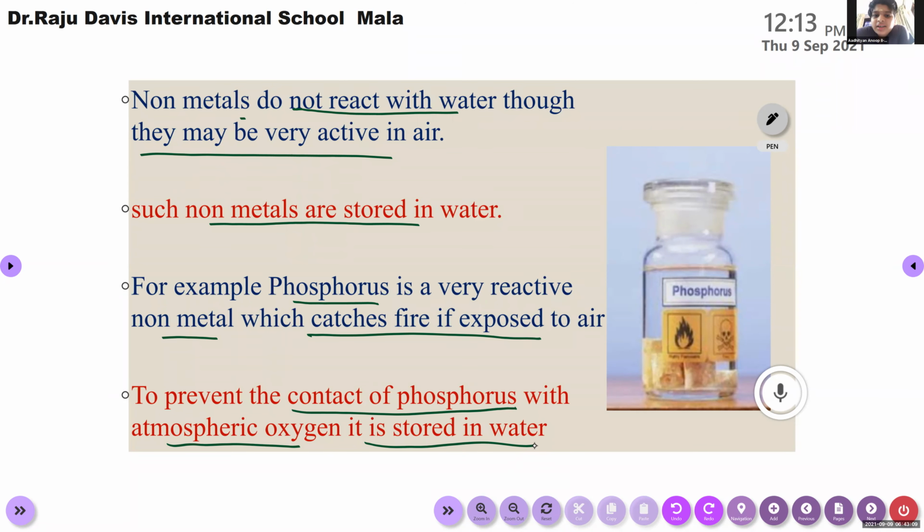Ma'am, but in water, oxygen is present. Not in the free state, right? It's in the combined form, isn't it? Yes, H2O contains oxygen, but it's not in a free state. It's in the combined form, bonded with hydrogen. So it will not react with oxygen. That's a good question.